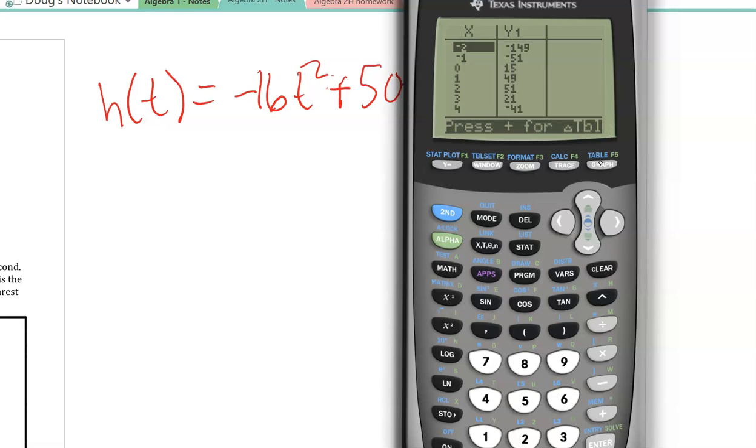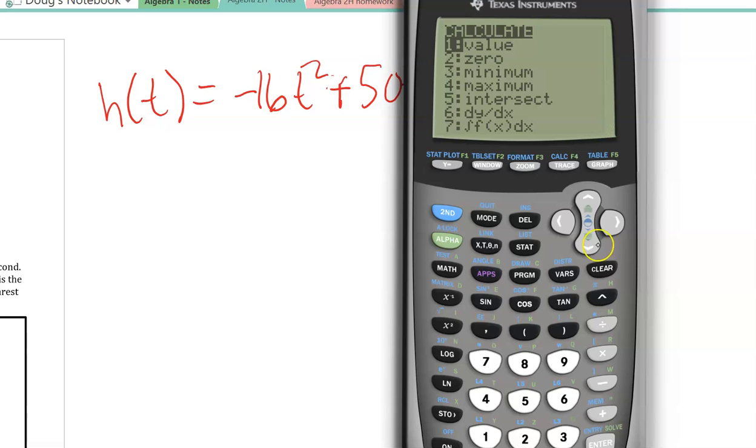So on our table, when x equals 0, when time equals 0, we start off at 15 feet. As we go down, we see that it reaches an apogee, and then it descends, and then somewhere between 3 seconds and 4 seconds, it hits the ground.